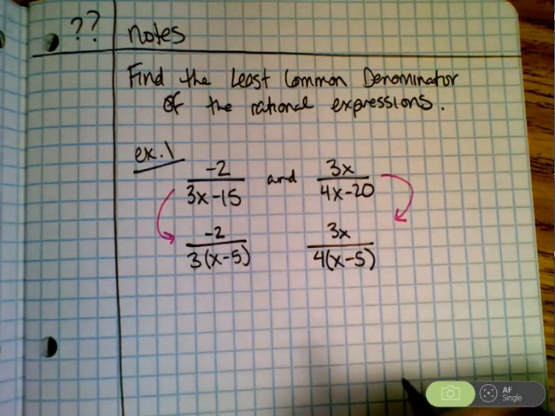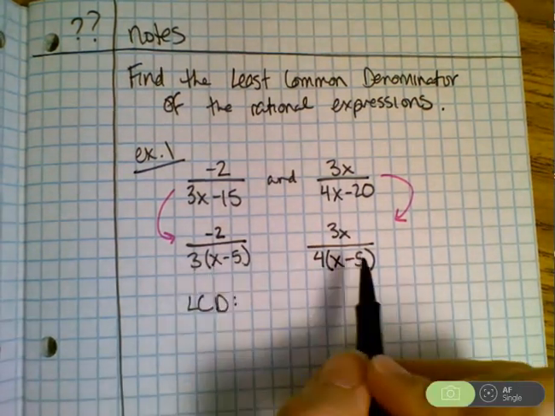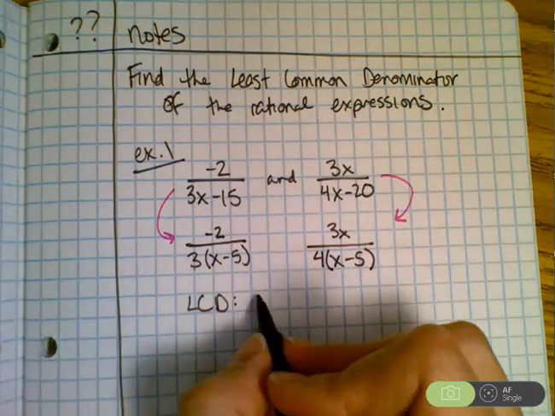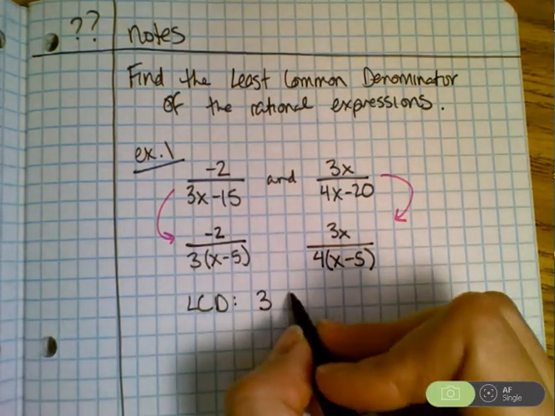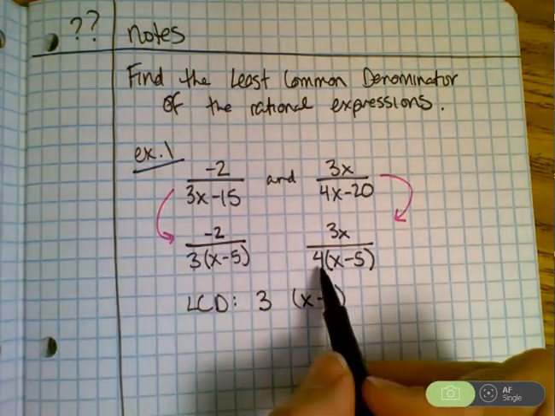So now when I want the least common denominator, I want one copy of each factor. So I want the 3, I want the x minus 5, right, because those come from here. I want the 4.